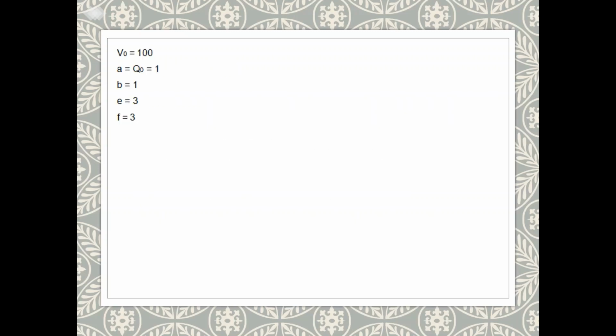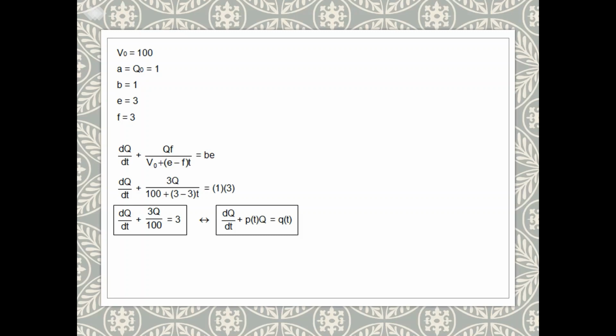First, identify the 5 items. Here V0 is 100, A is 1, B is 1, E is 3, and F also 3 because of the same rate. Substitute the items except A into the formula and simplify. You will obtain dQ over dt plus 3Q over 100 equal to 3.